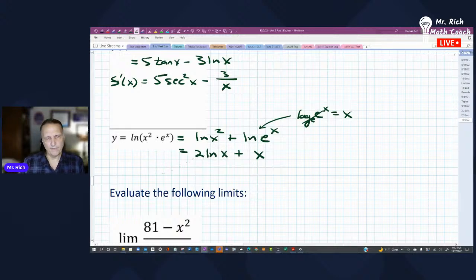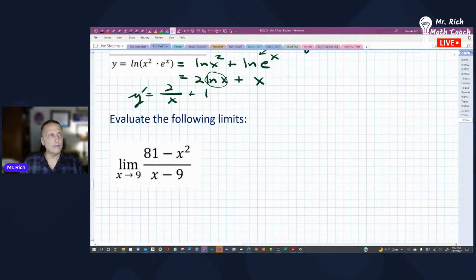That is my function. I'm ready to now take the derivative of this, and this is going to be 2 over x, because the derivative of natural log of x is 1 over x, and the derivative of x is just 1. All right, let's carry on.